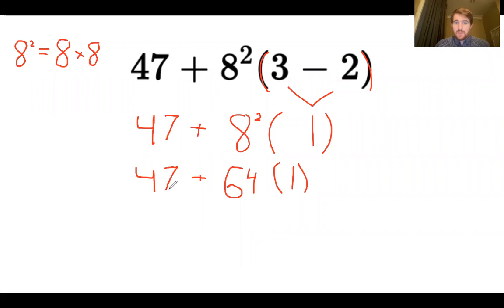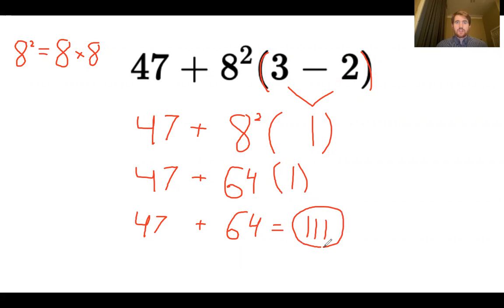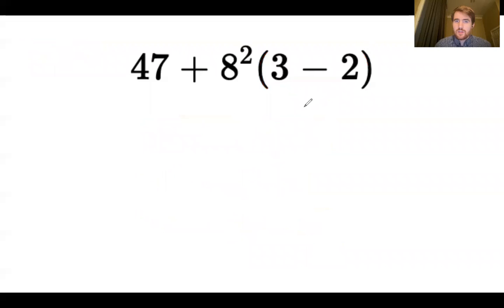All right, 47 plus 64 times 1. Now we can do multiplication. 64 times 1, that's just 64. Any number times 1 is itself. And now we can finally do this addition. 47 plus 64 equals 111. So there's our final answer. Hopefully this has been helpful. If it's not helpful, reach out, let me know. I'll go through one more example in case you're curious.